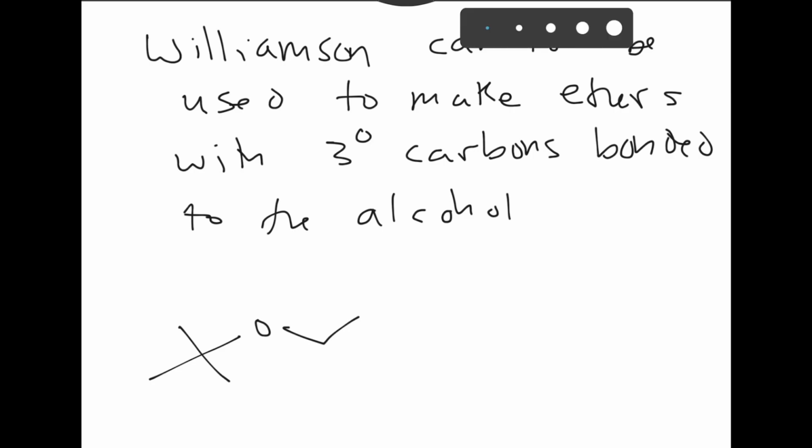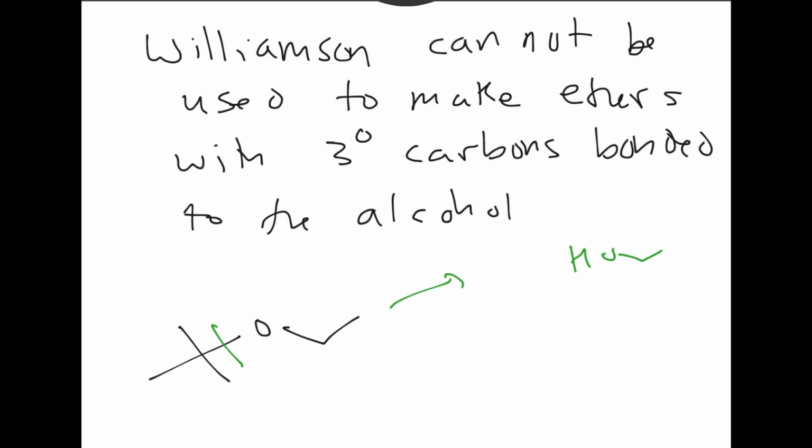So let's say we broke this bond. The right hand side of the green line would be the alcohol, so that would be this alcohol. And then the left hand side of that would be the halide. Can tertiary halides do SN2 reactions? No. A Williamson ether synthesis is just doing an SN2 reaction. So I can't use a tertiary halide because they don't do SN2 reactions.